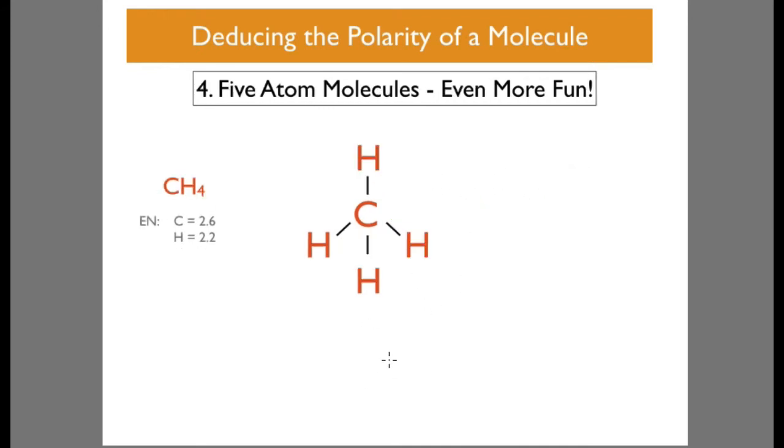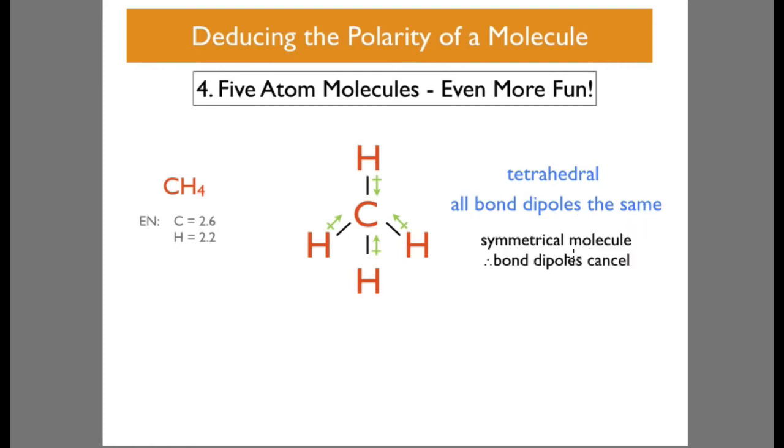Oh, so we've got 5 atoms here. This is so much fun. So we have polar covalent bonds here, here, here, and here. The small difference, 0.4, but that's sufficient. And the bond dipoles are all pointing towards the carbon. It's tetrahedral. All bond dipoles are the same, and it's a symmetrical molecule. Therefore, the bond dipoles cancel each other out, and it's a non-polar molecule.